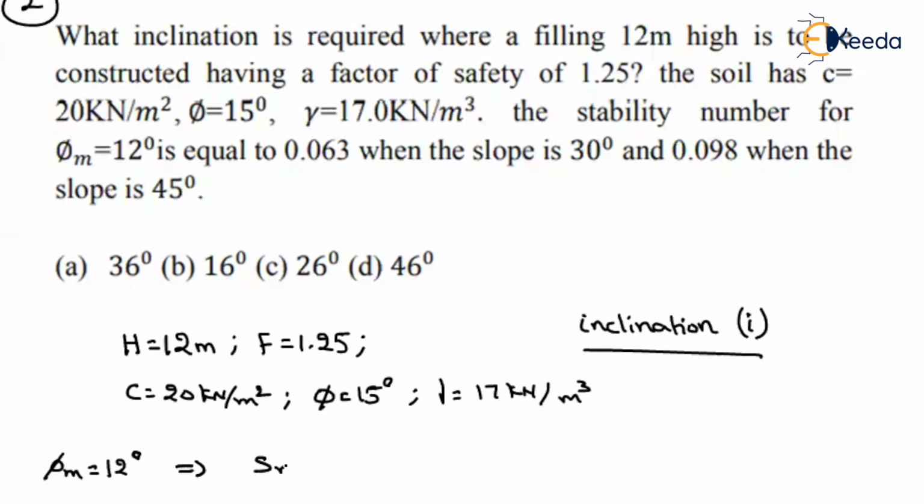They have given that the stability number will be equal to 0.063 when the slope is 30 degrees, and also they have given stability number 0.098 if your slope is 45 degrees. So we have to find out the inclination. That means here, either it may be 30 degrees or 45 degrees. So for these two inclinations, they have given the stability number. But we have to find out what is the stability number according to our present case.